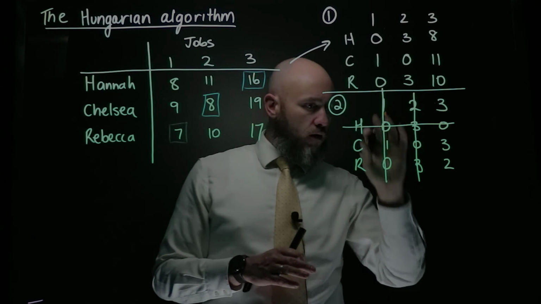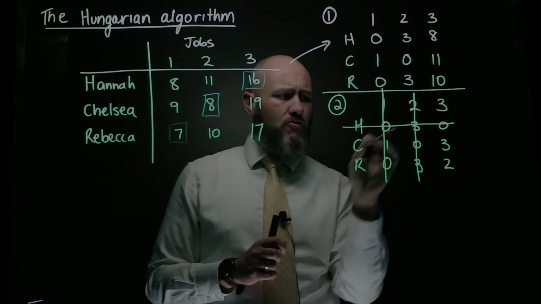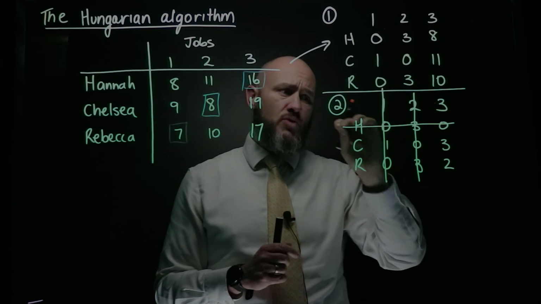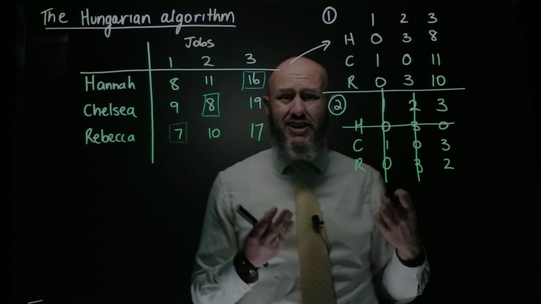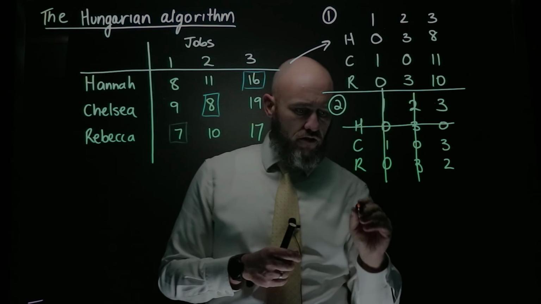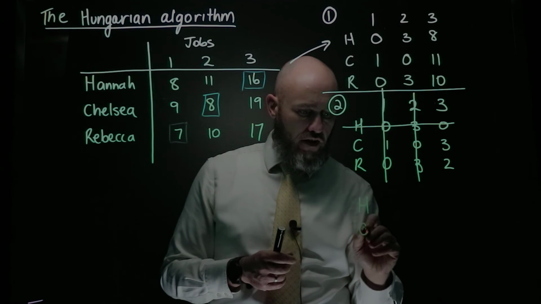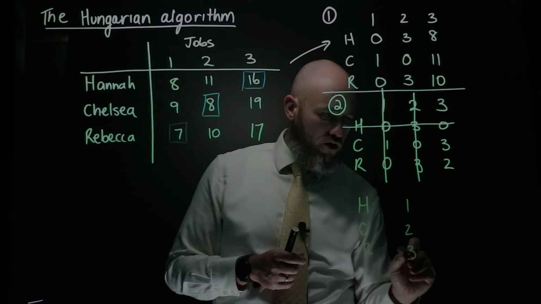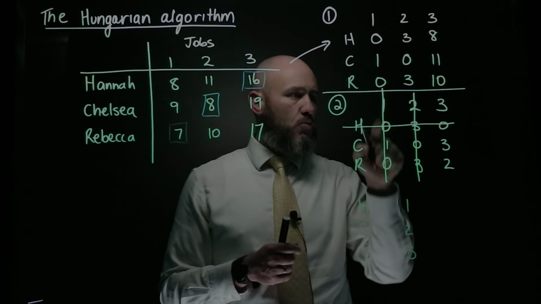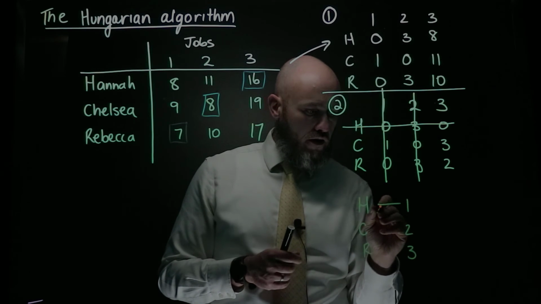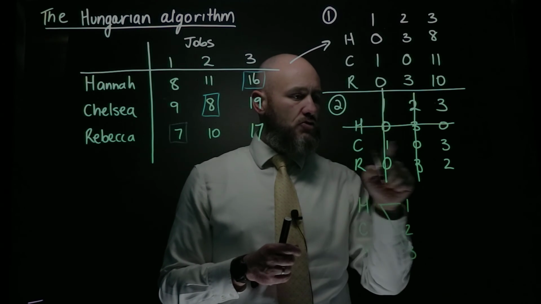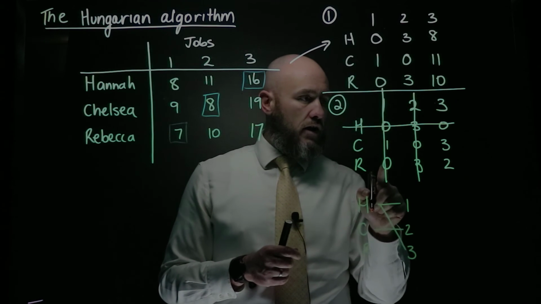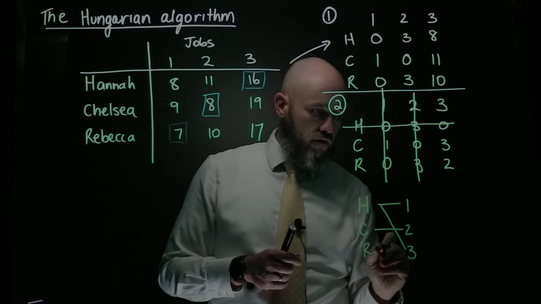I've got all my matchings, and the bipartite graph comes from where the zeros are located. A 0 indicates that there is a matching between Hannah and 1, which could potentially provide a minimum value. So I'm going to start by listing out Hannah, Chelsea and Rebecca, and then 1, 2 and 3 for my jobs. Hannah is associated to 1 and 3. Chelsea is associated to job 2. And Rebecca is associated to job 1.